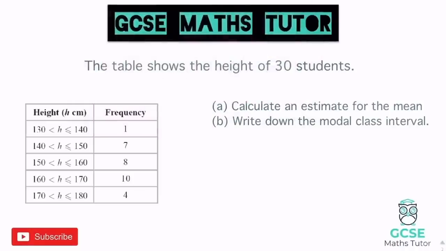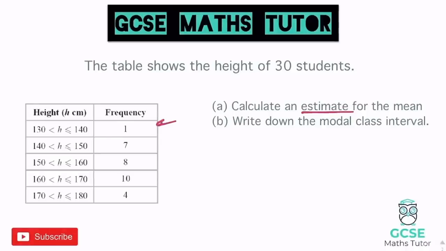Now this question is very similar. So it shows the height of 30 students. This is calculating an estimate for the mean, and then again write down the modal class interval. So the reason it says to find an estimate for the mean is because we can't get an exact mean because we don't actually know, particularly looking at just this first row, what that person's height actually is.